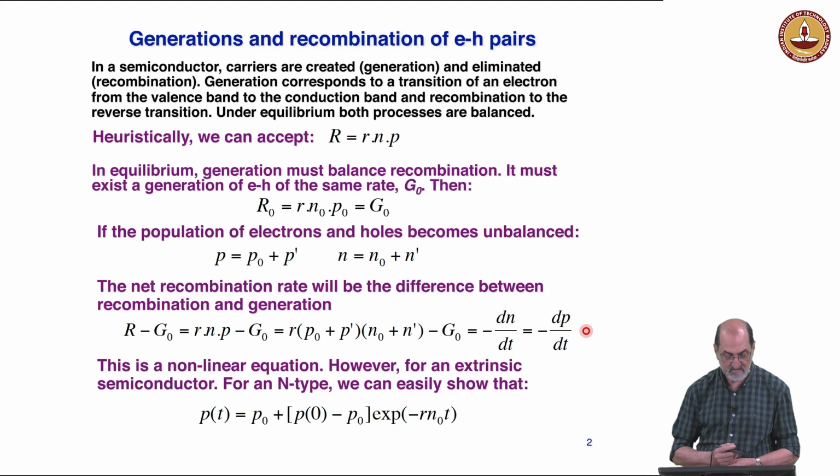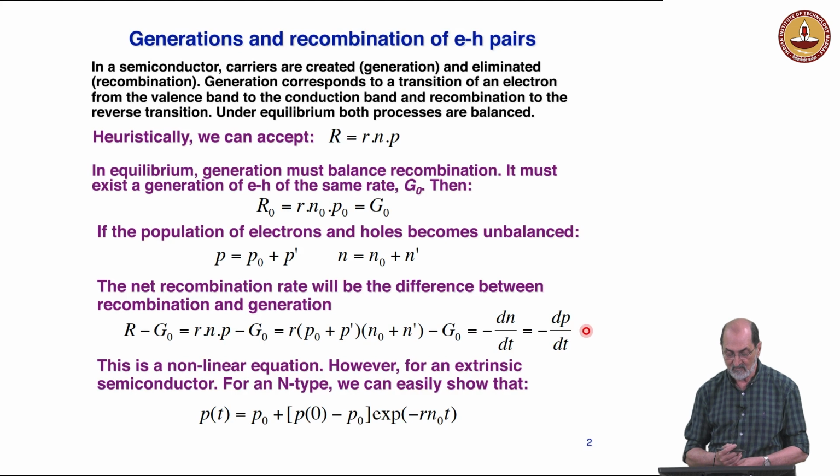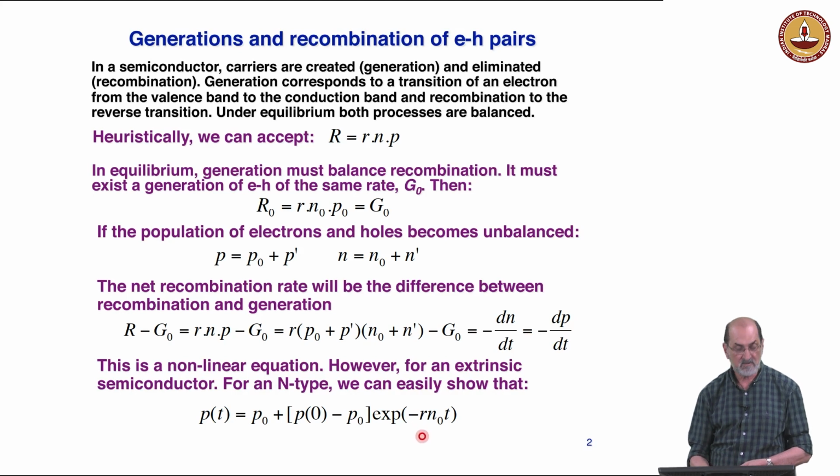However, for an extrinsic semiconductor, it's not difficult to do it. Why? Because in that case, N is much larger than P, so some terms can be ignored, and eventually you arrive at a differential equation. This is how N and P change with time, and you can easily write things this way. This is telling us that at larger times, this thing disappears, and we go to the equilibrium for the density of holes. But essentially, this is the initial density of holes.